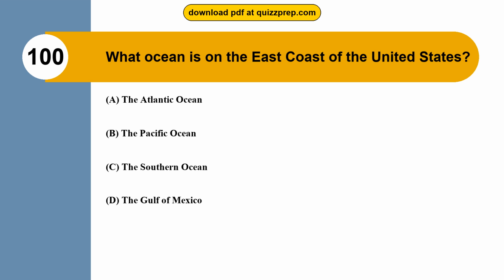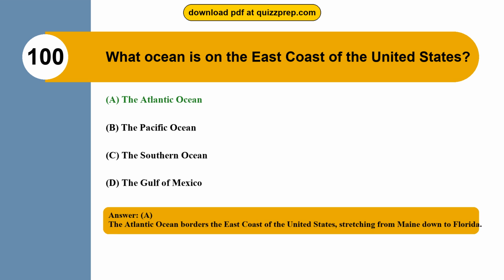Question 100. What ocean is on the east coast of the United States? Option A, the Atlantic Ocean. Option B, the Pacific Ocean. Option C, the Southern Ocean. Option D, the Gulf of Mexico. The correct answer is option A, the Atlantic Ocean. The Atlantic Ocean borders the east coast of the United States, stretching from Maine down to Florida.